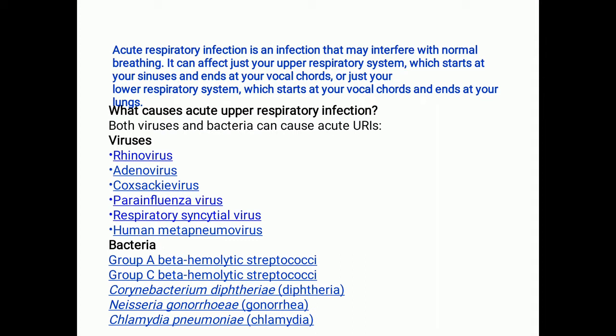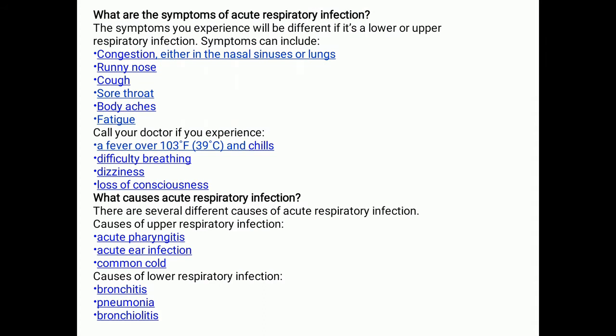The causes of upper respiratory infection include viruses and bacteria. Some viruses are rhinovirus, adenovirus, coronavirus, parainfluenza virus, respiratory syncytial virus, and human metapneumovirus. Some bacteria are group A beta hemolytic streptococci, group C beta hemolytic streptococci, Corynebacterium diphtheriae, Neisseria gonorrhoeae, which is the causative agent of gonorrhea, and Chlamydia pneumoniae, which is the causative agent of chlamydia. So these are some causes of acute respiratory infection.